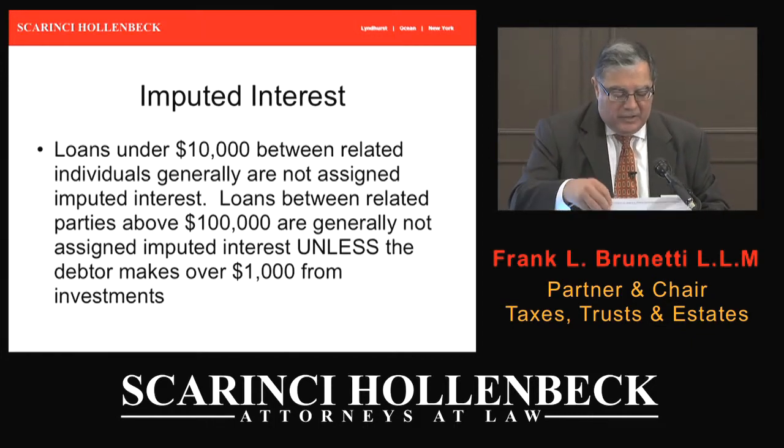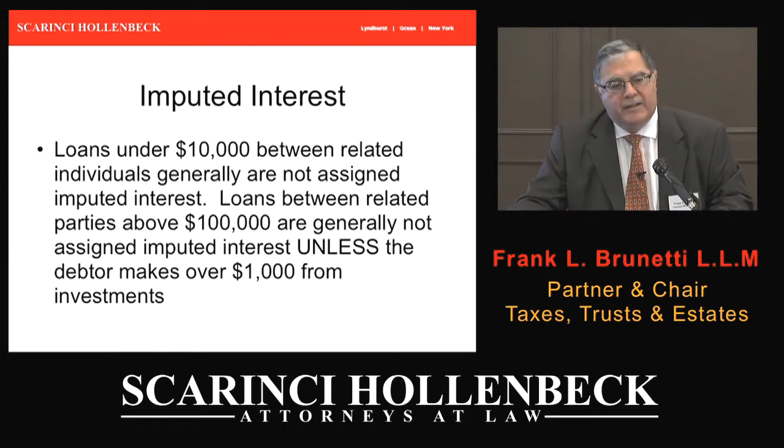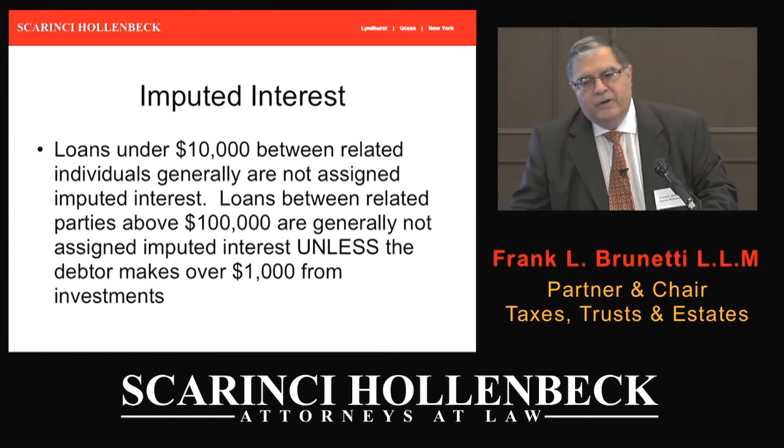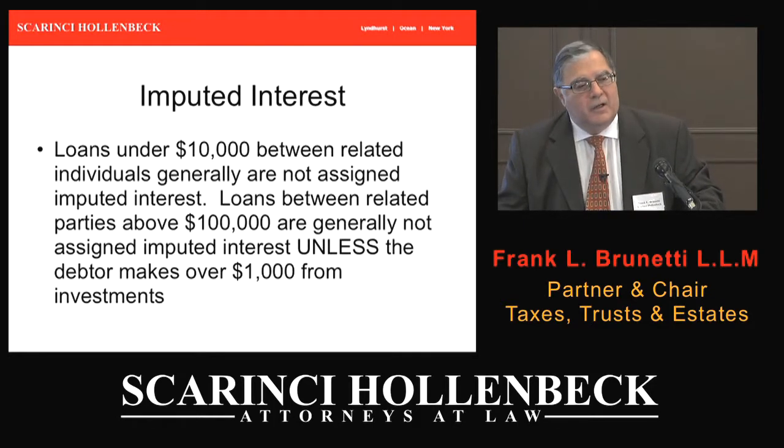Above $100,000, the rule is that the daughter is required to pay interest, or have imputed interest, equal to whatever is higher: the applicable federal rate, or any earnings on the funds that are lent, or any earnings that the daughter or child has.